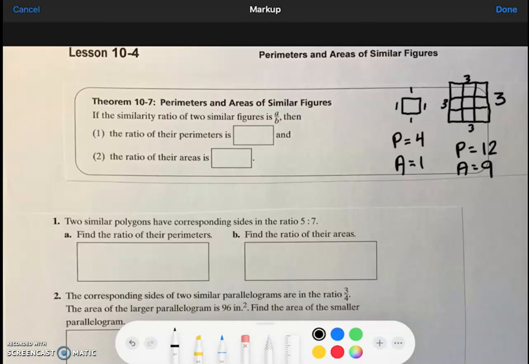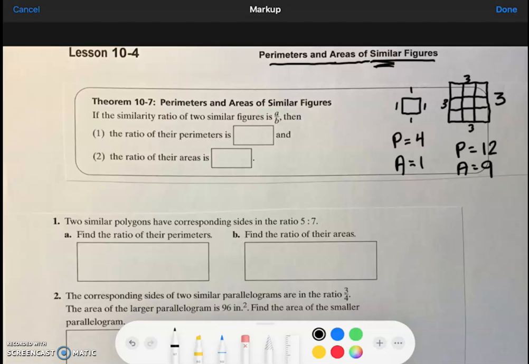So these are the notes for lesson 10-4, the perimeter and area of similar figures. What you'll see in this section is not just one figure like a hexagon or a trapezoid or anything like that. You're going to see two figures that are similar. And you should be able to figure out the area or the perimeter of one figure based on the area and perimeter of the other.